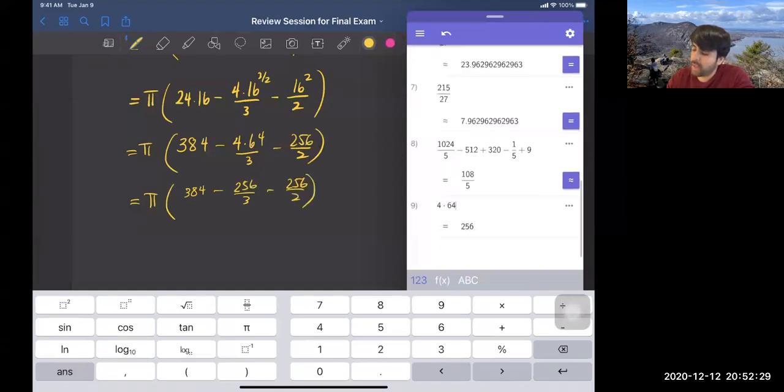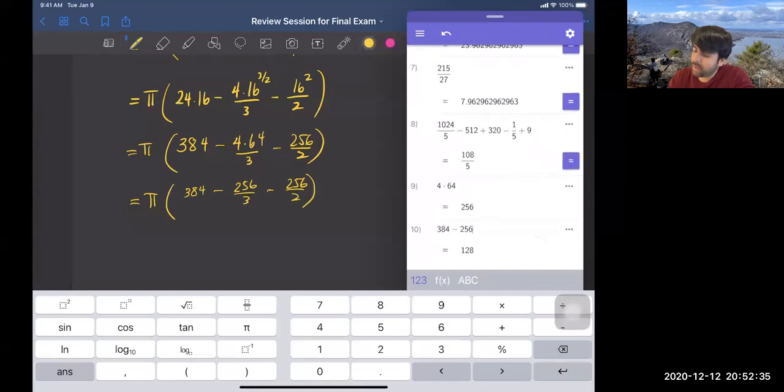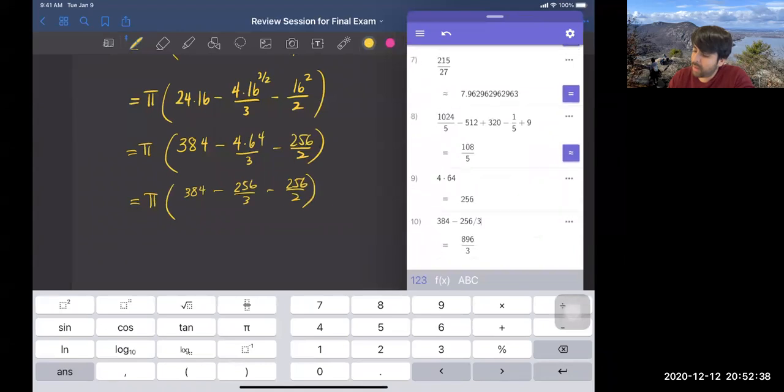So let's see what we get when we do all of that. 384 minus 256 divided by 3 minus 256 divided by 2, which should be 128, right? So then my final answer becomes 512 over 3 pi.